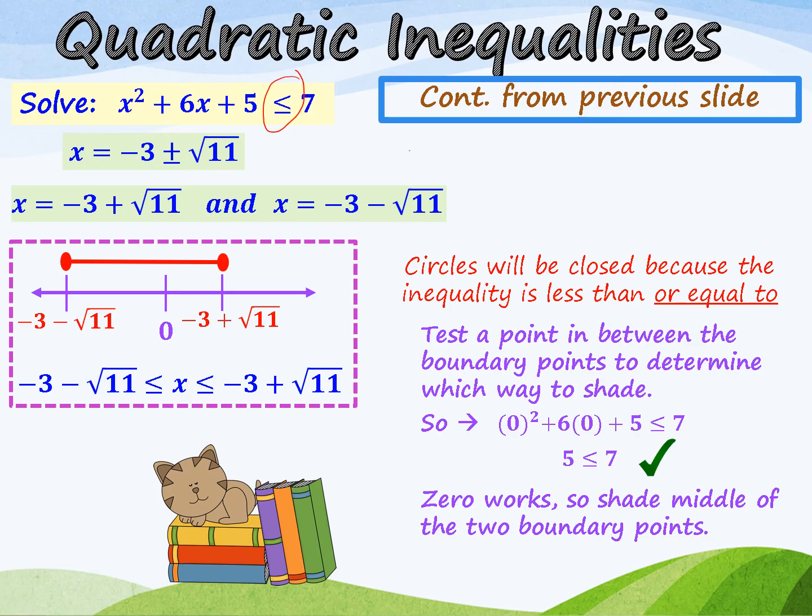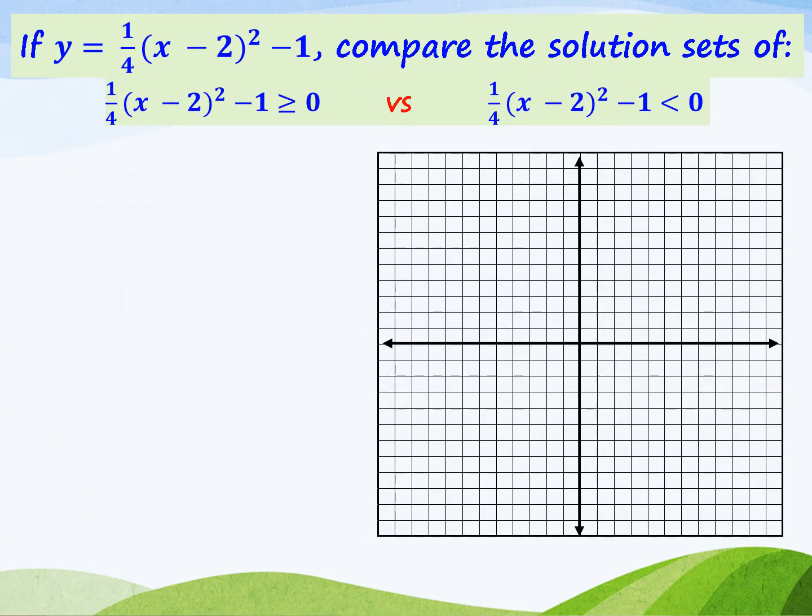Okay, let's move on. Last slide. Last example. This example says if y is equal to 1/4 times (x minus 2) squared minus 1, I want us to compare the solution sets of 1/4 times (x minus 2) squared minus 1 is greater than or equal to 0 versus 1/4 times (x minus 2) squared minus 1 is less than 0. So we're going to graph this using the same tricks we used back in 4.1 because it's in vertex form.